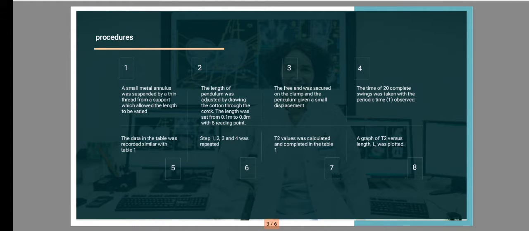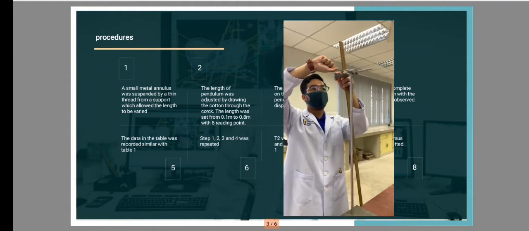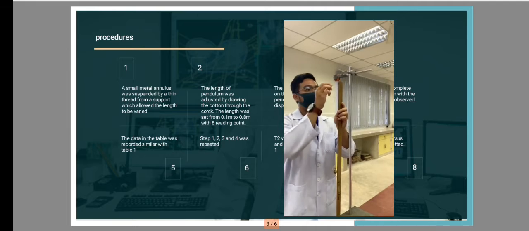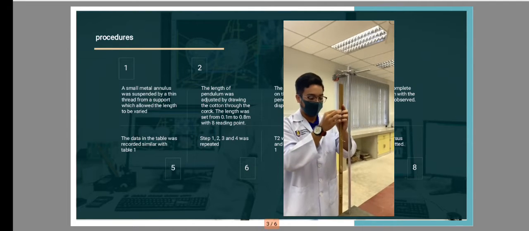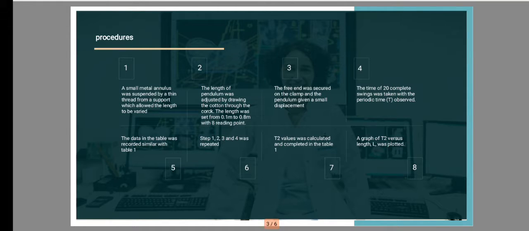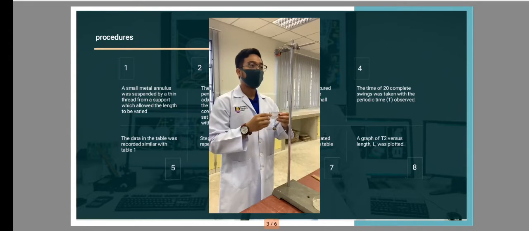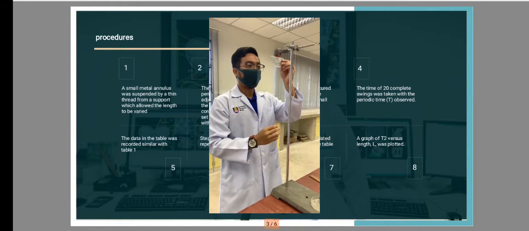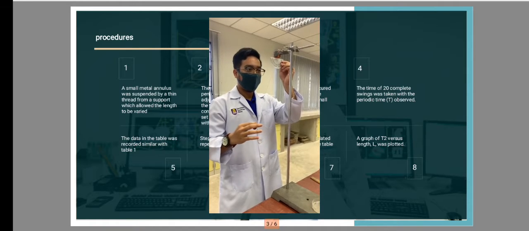First of all, a small metal annulus was suspended by a thin thread from a support, which allowed the length to be varied. The second one, the length of the pendulum was adjusted by drawing the cotton through the cork, and the length was set from 0.1 meter to 0.8 meter with 8 reading points. The third one, the free end was secured on the clamp and the pendulum given a small displacement. After that, the time of 20 complete swings was taken with the periodic time, which is T, observed.